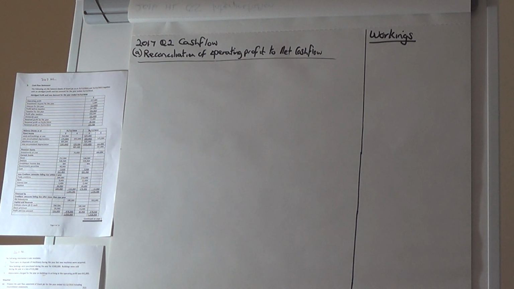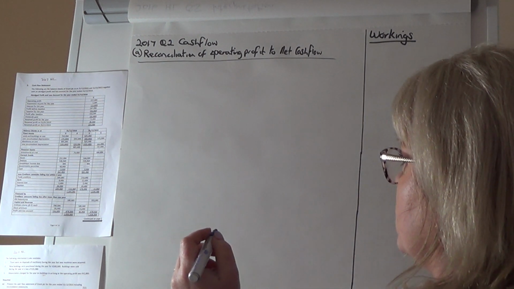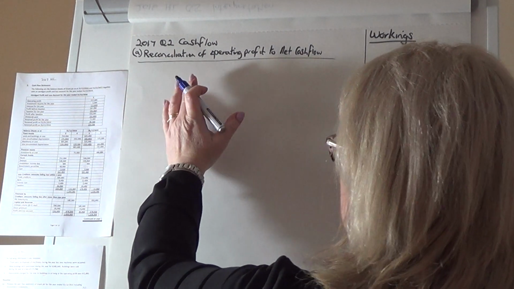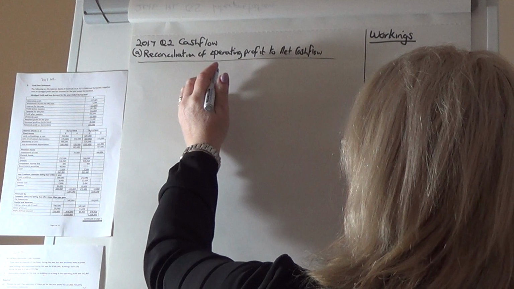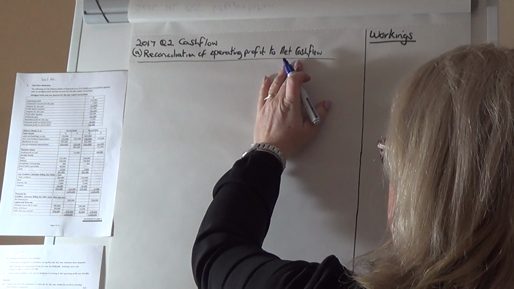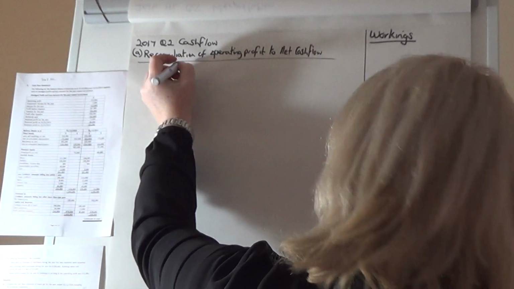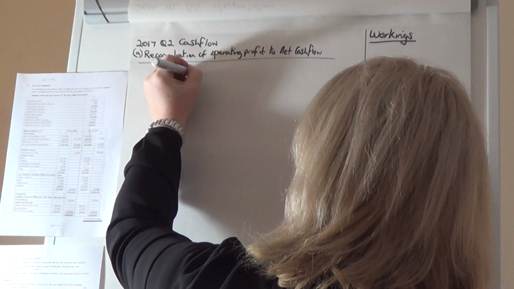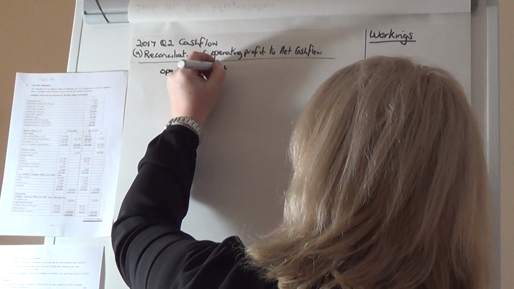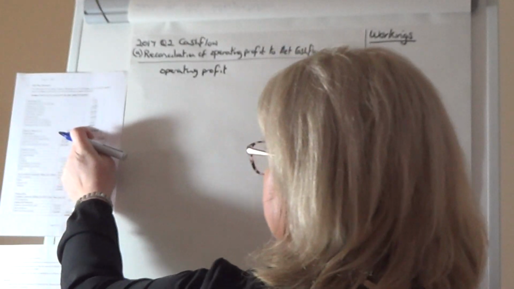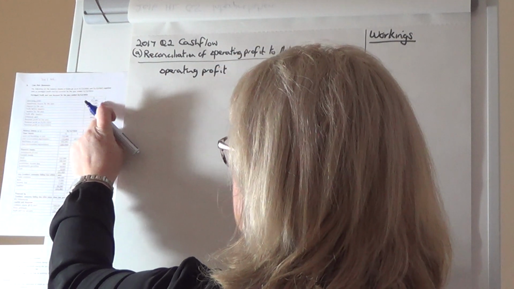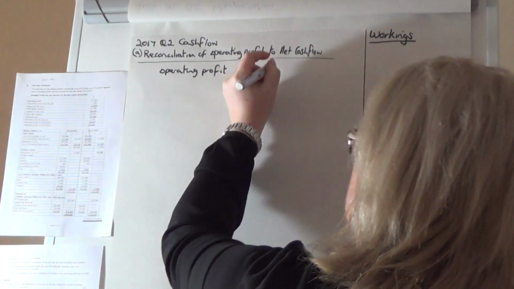Okay, so we're going to take a look at 2017 question 2, the higher level paper. It's a cash flow question, and we're going to start off with the reconciliation of the operating profit to the net cash flow. So we're going to start off there with our operating profit, and just check your profit and loss here, and it's actually the first figure there, 157,000.